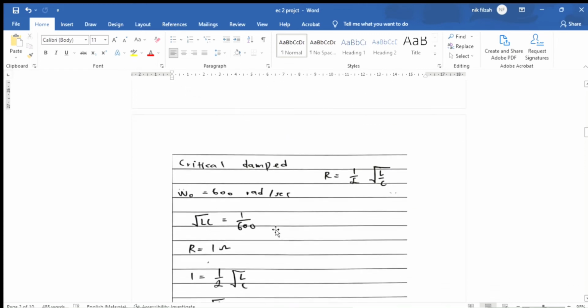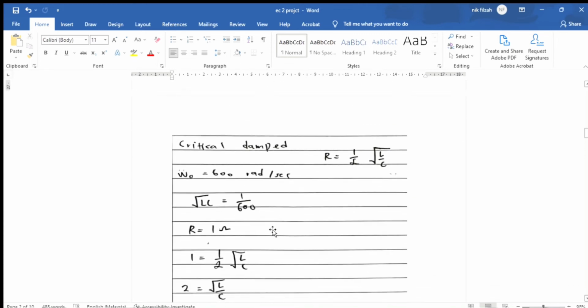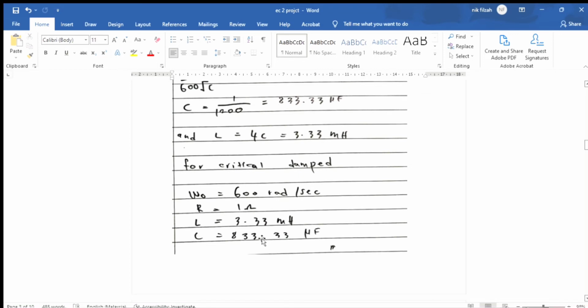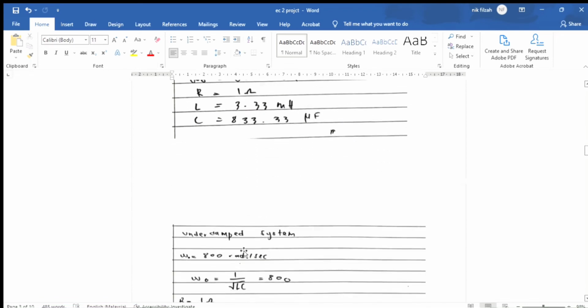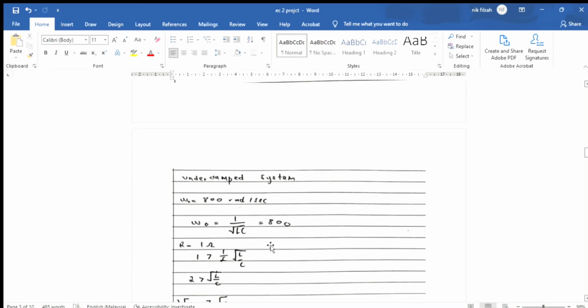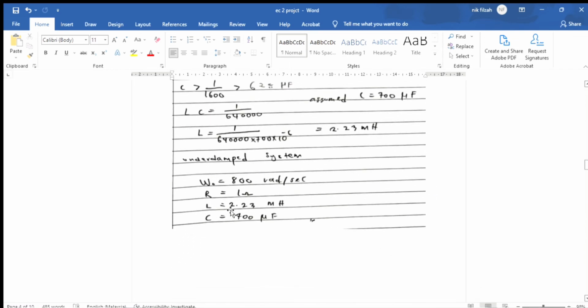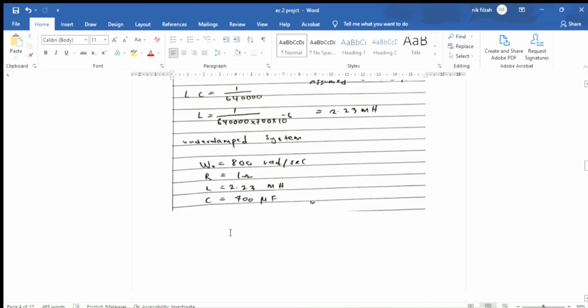Okay, next is critically damped. For the critically damped, omega used is 600 radians. So the final answer for critically damped is R equal to 1 ohm, L equal to 3.33 mH and C equal to 833.33 microfarad. For the last one, which is the underdamped system, omega is equal to 800 radians per second. So the final answer is R equal to 1 ohm also, L equal to 2.23 mH and C equal to 700 microfarad.